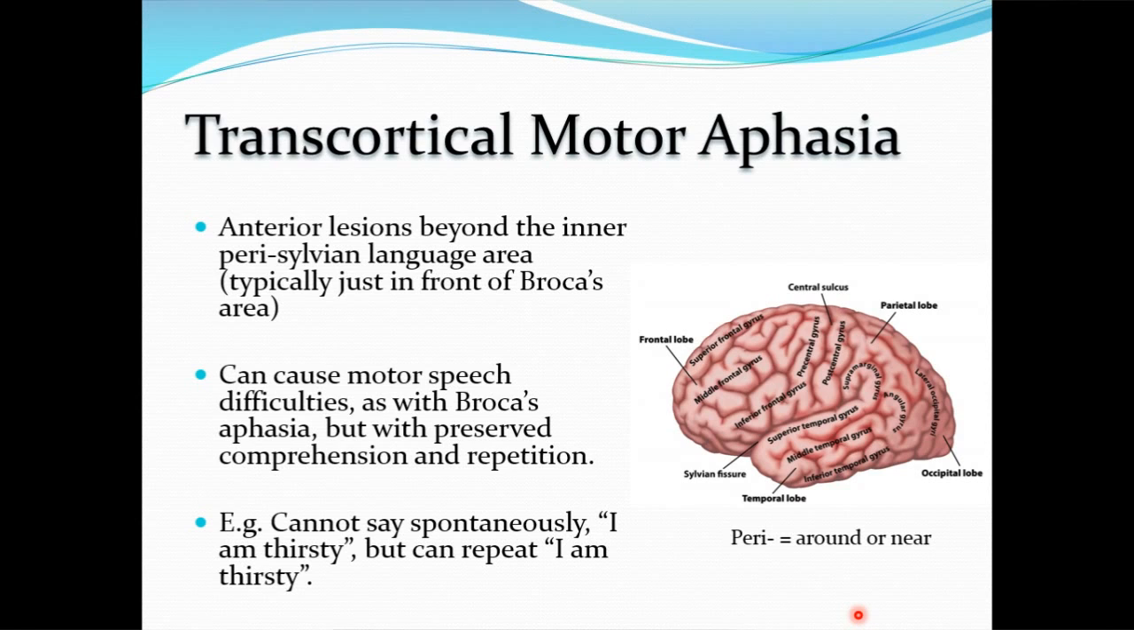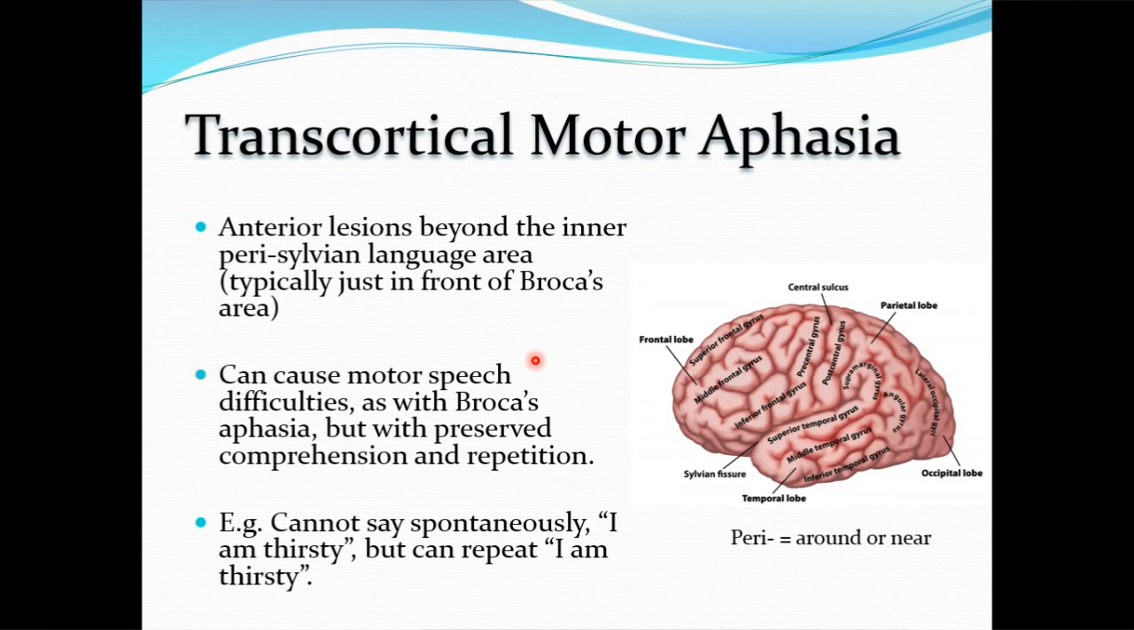Now, transcortical motor aphasia. When one has transcortical motor aphasia, it refers to anterior lesions beyond the perisylvian language area. So in other words, typically just in front of Broca's area. Remember, peri means around or near. So around the sylvian fissure and language area. So in front of Broca's area. Broca's area is about there. So referring to damage there.